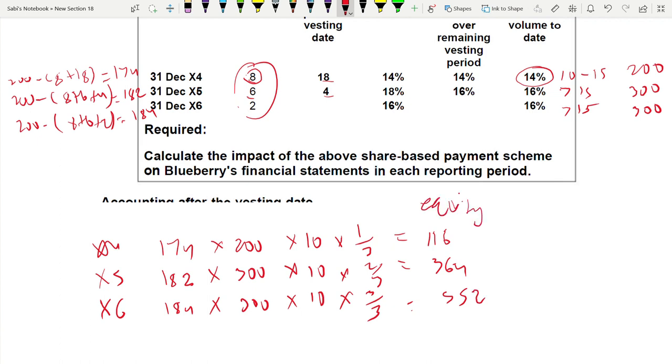When you are recognizing expense, 116, you have to deduct this from here, only the increment, 248. Then from 364, how much has it increased to 552? Deduct, 188. You can explain in your answer why you have chosen these options and how you got this as workings. You can show that, that's it.